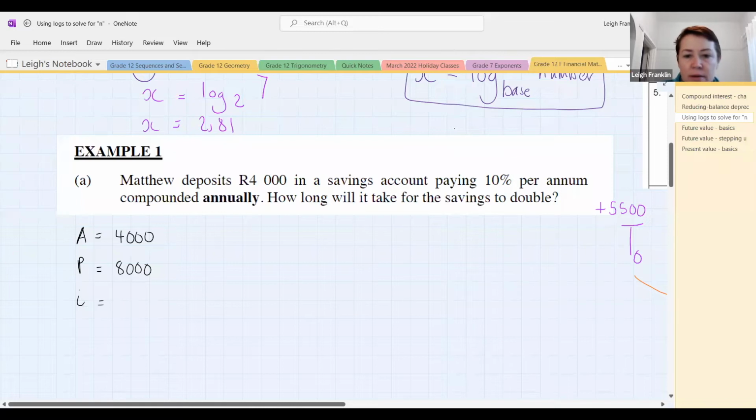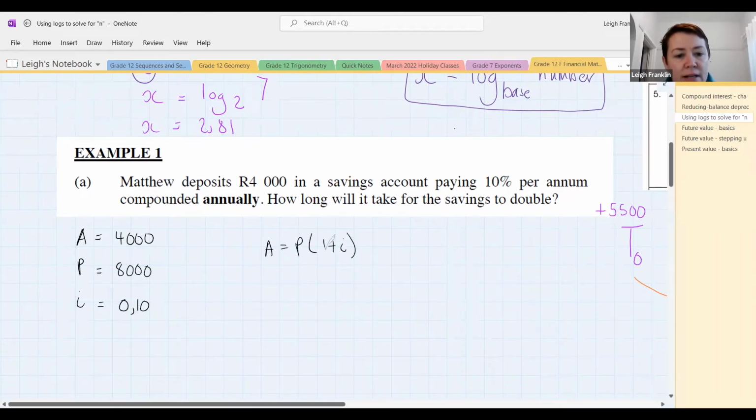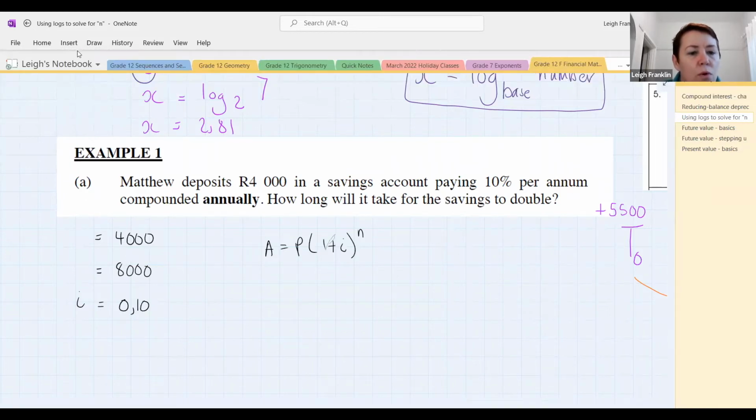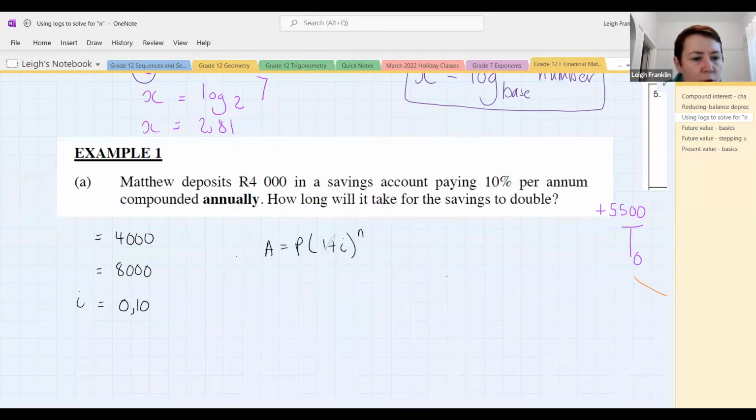What is his interest rate? 10% per annum compounded annually. So that's 0,10. This is compound interest. Okay, so we're going to write A equals P times 1 plus i to the n. Sorry, I did this wrong. I beg your pardon. Your P will be 4,000. Silly me, because that's obviously what you were starting with. Your P is what he has in the beginning, A is what he has in the end. So he will get 8,000 Rand if he deposits 4,000 Rand at an interest rate of 0,10.